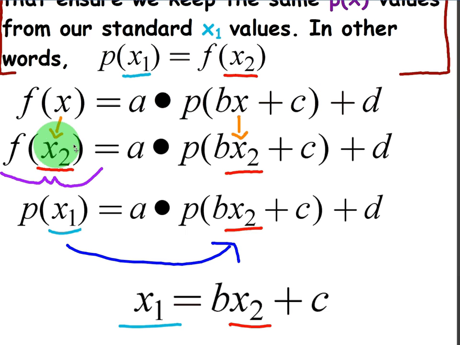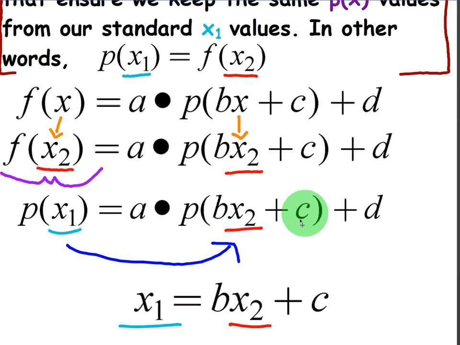Now we're trying to solve for x2, so we're going to replace x with x2 on both sides of the equation, totally allowed. And then in our proof, we're assuming that p of x1 equals f of x2. In other words, they have the same y values. So we're going to replace f of x2 with p of x1. So now we have p of x1 is equal to a times p of b times x2 plus c, all plus d. Now realize this is a little bit more advanced than what some of you are used to, and that's totally fine. So you might have to look at this for a little bit to fully grasp what's going on.